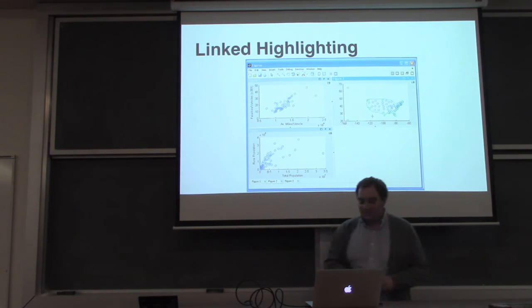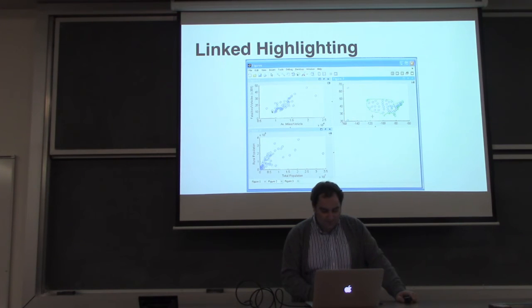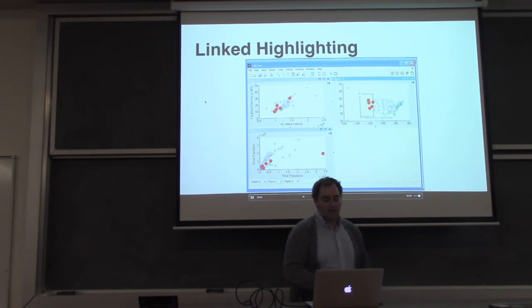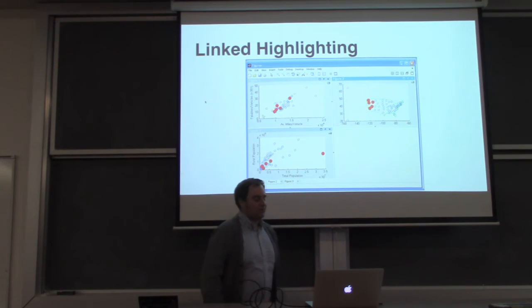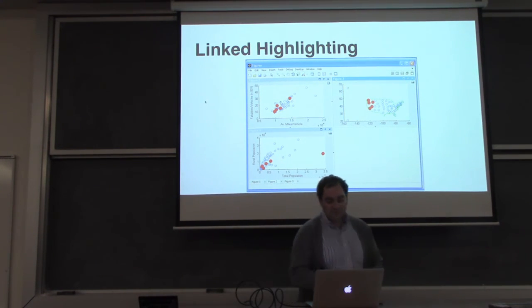So here's a very simple example of a MATLAB plot with highlighting. When you brush one region, you can see where the corresponding points appear in all of the other plots. But you can also do this in a more sophisticated way.